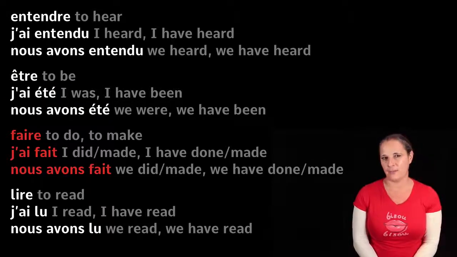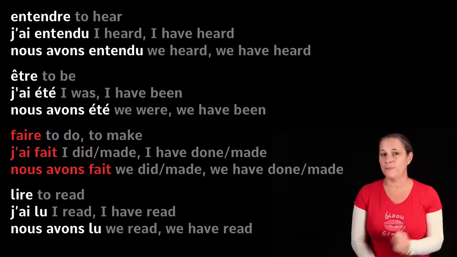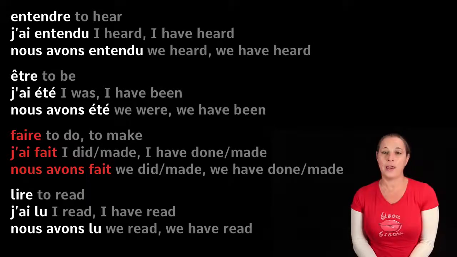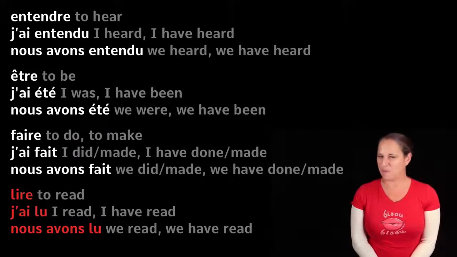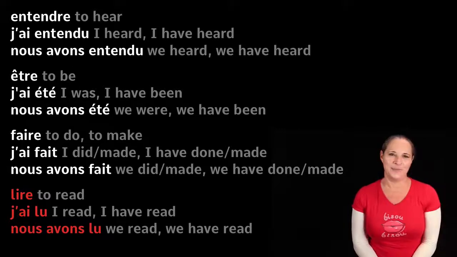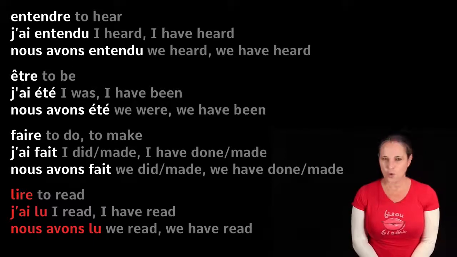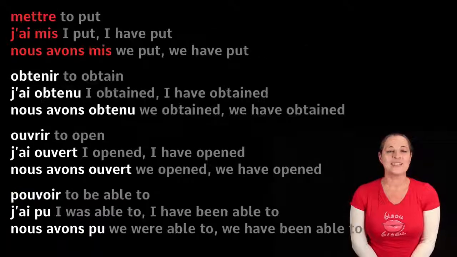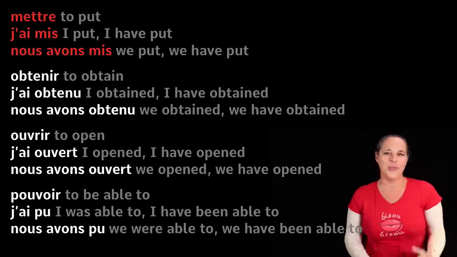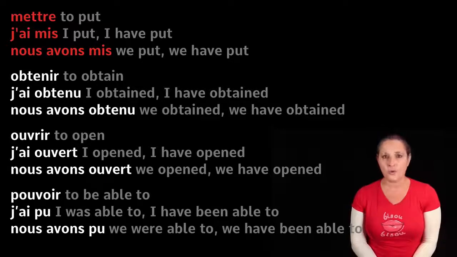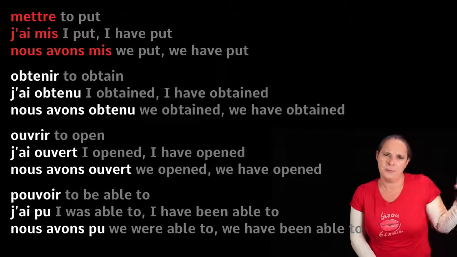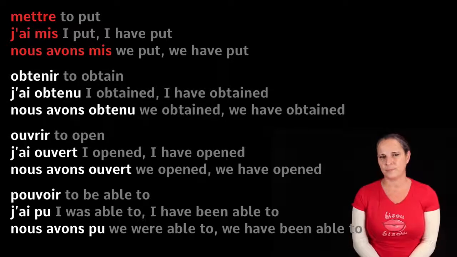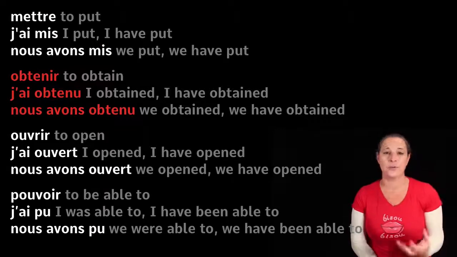Faire, to do or to make. J'ai fait, I have done or have made. Nous avons fait, we have done or we have made. Lire, to read. Now, do you know what the past participle of lire is? J'ai lu, very good, I have read. Nous avons lu, we have read. Mettre, to put or to put on, becomes j'ai mis, I have put. Now have a look, mis is completely different from mettre, isn't it? Nous avons mis.